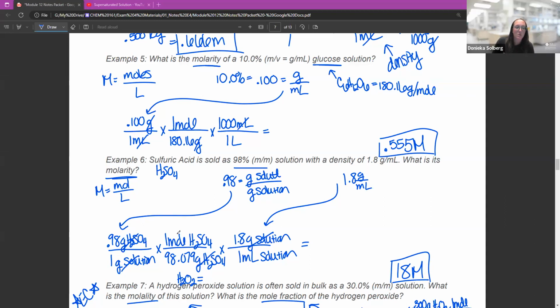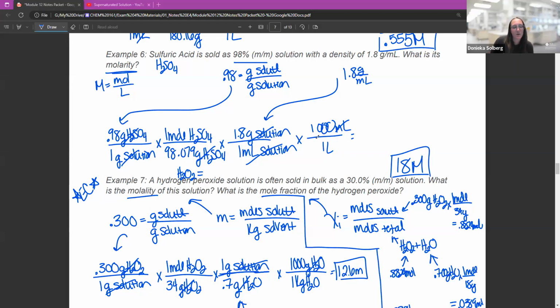That's an easy one. Now that would be moles per grams. I need to get it to liters, and the only way to do that is to first convert grams into milliliters. So 1.8 grams of solution per 1 milliliter. That would give me milliliters. And then I need to go to liters. So actually, let me add that in here. There we go. So then I convert it into liters, and this would give me moles per liter. So check your units, you get it to the right unit, you're good. So sulfuric acid at 98% is an 18 molar solution, which is really high.